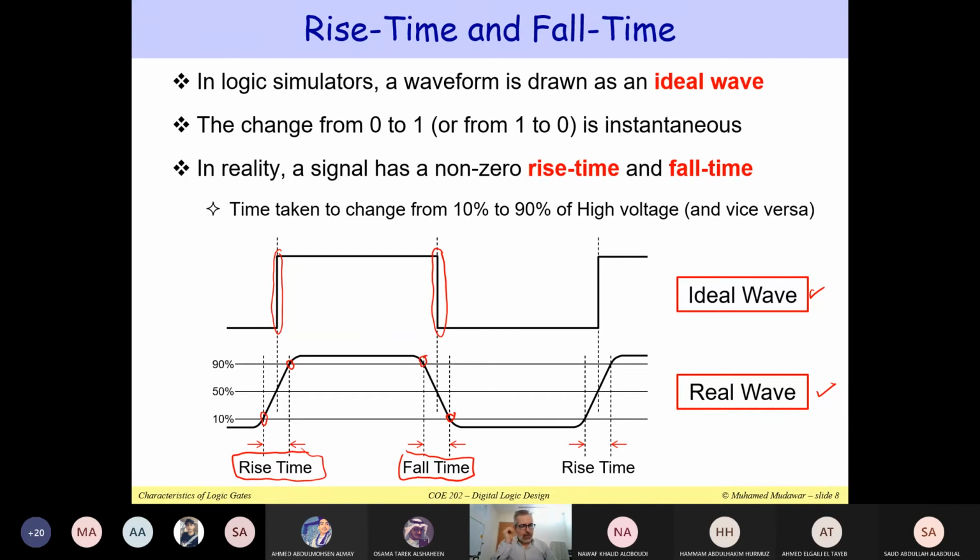Okay. For us as logic designers, we will assume that the rise time and the fall time are 0, and the wave becomes ideal. So when you get the output from a logic simulator, we will see the ideal wave as a square wave. But this is not real. The real thing is that there is actually rise time and fall time. Even though they can be a very small amount of time, they should not be ignored. When you analyze the signal, you look closely and you can see how it's going up and how it's going down. So we have a rise time and we have a fall time.